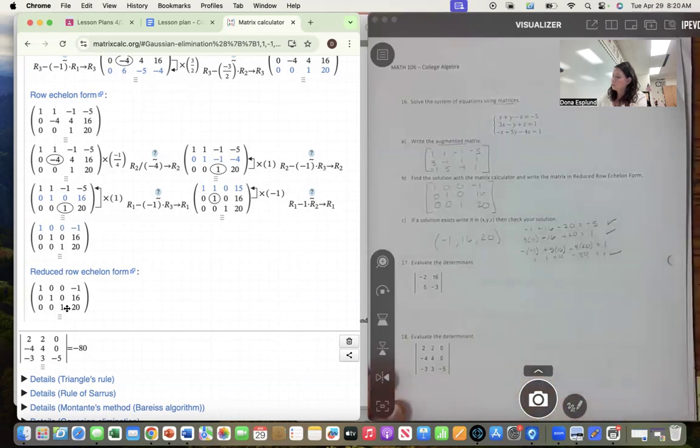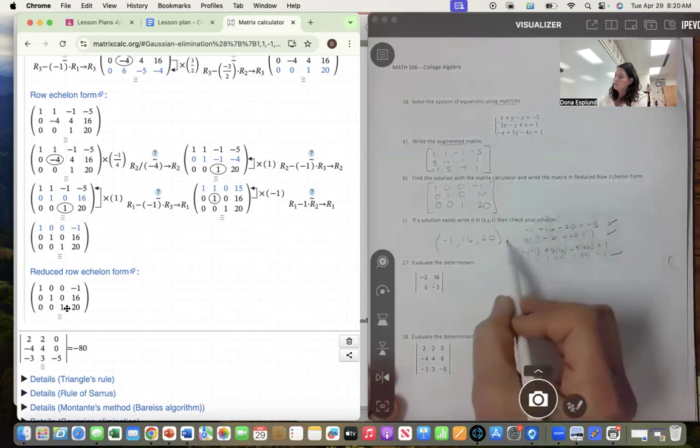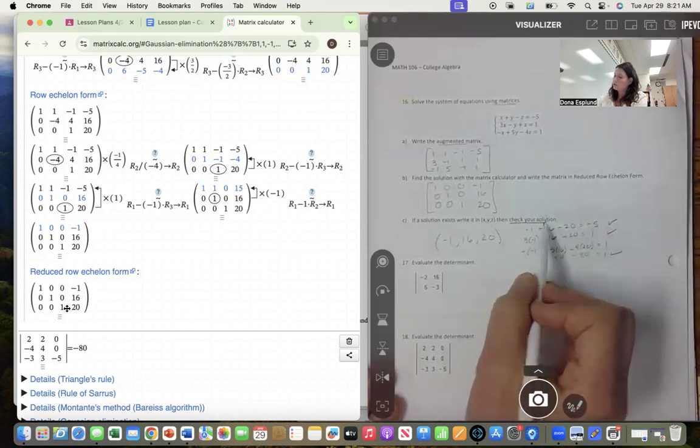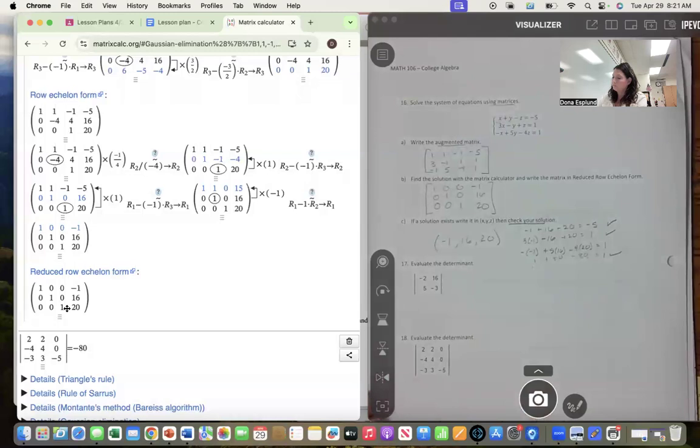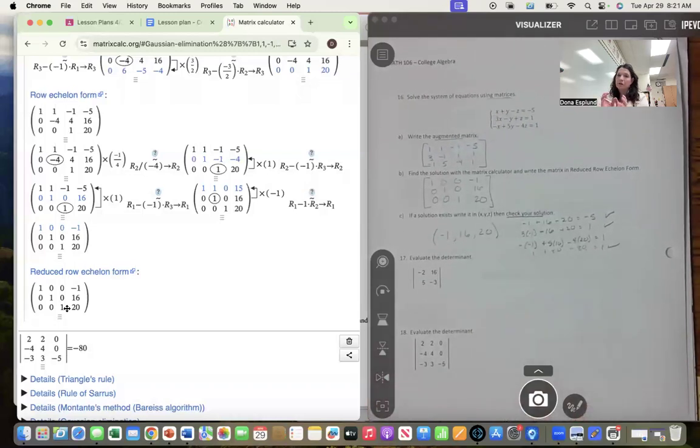So this one checks out as well. So this is what I'd like to see for your solution, when it says to check your solution, that's the part I would like you to have. And then we have two that are determinants.